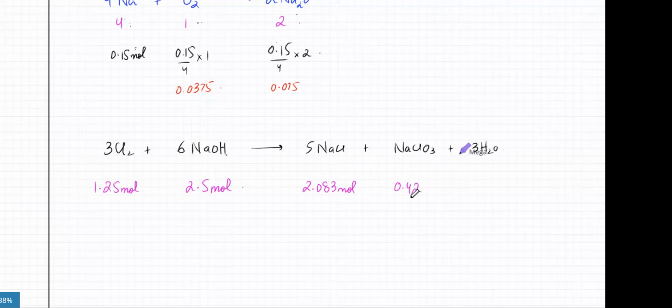NaCl वाले के साथ भी कर सकते हैं ना? हाँ, आप किसी का भी रेशियो यूज कर सकते हो. ठीक है, it's always going to be the same answer. इसके कितने होंगे? इसके मतलब 1.25. ठीक है.